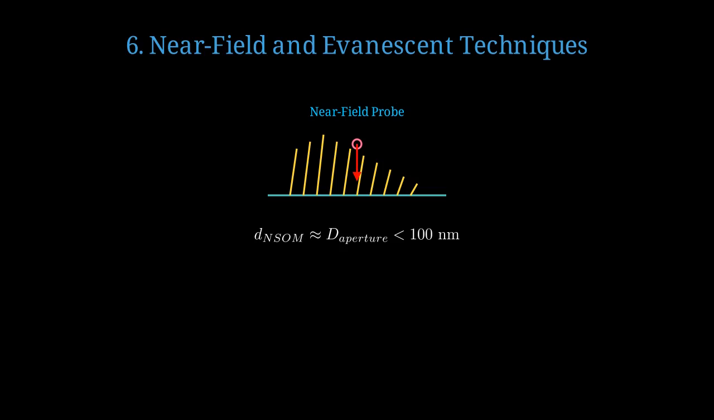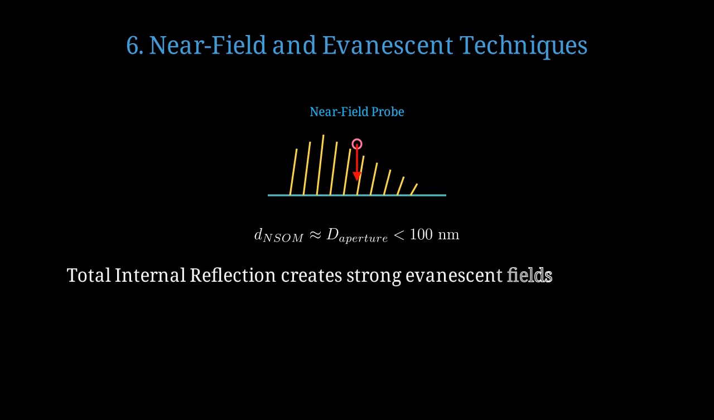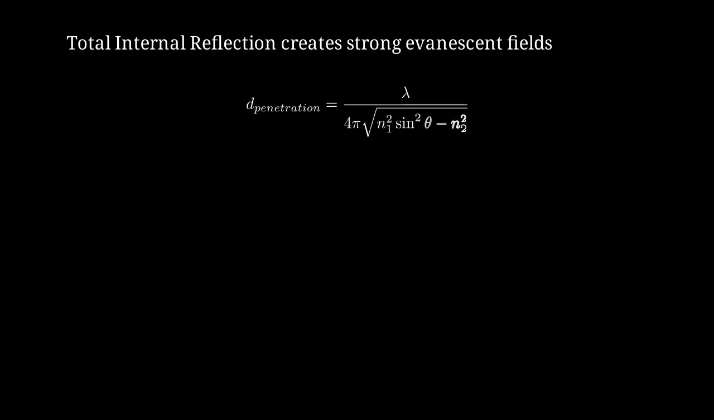even with visible light. Total internal reflection microscopy generates strong evanescent fields at an interface, selectively illuminating only molecules within about 100 nanometers of the surface. The evanescent wave penetration depth depends on wavelength, refractive indices, and illumination angle theta, typically giving 50 to 200 nanometer depth.